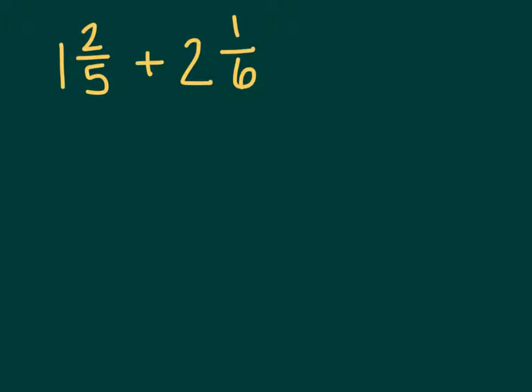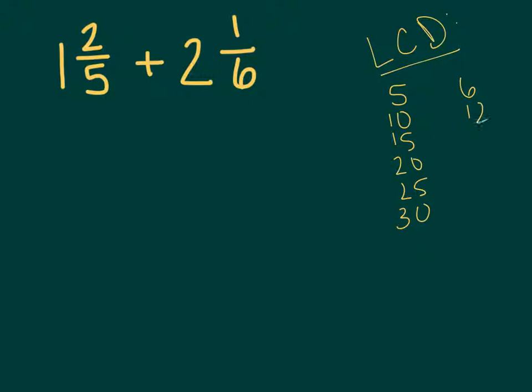So we'll work through this one together. Write it down on your paper. 1 2/5 plus 2 1/6. I first need to find a least common denominator. Hopefully you'll notice that the least common denominator for 5 and 6 is quickly going to be 30. If you need to, though, you can write down your multiples of each number until you get to the first one, which would become the least common denominator.